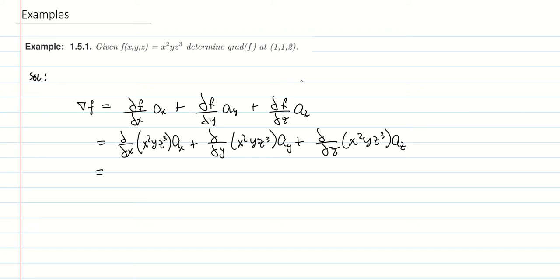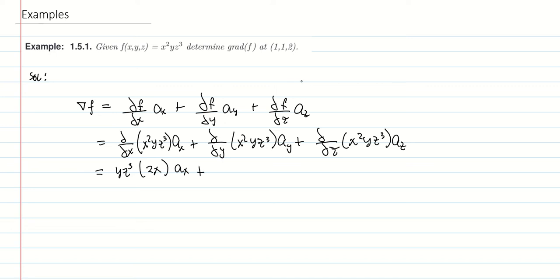For the first term, we are taking the partial derivative with respect to x, so we treat other variables as constant. Here, we treat y and z cubed as constant. So we can just take out that constant z cubed, then take the derivative of x squared with respect to x, and that derivative is just equal to 2x. This is in the x direction.